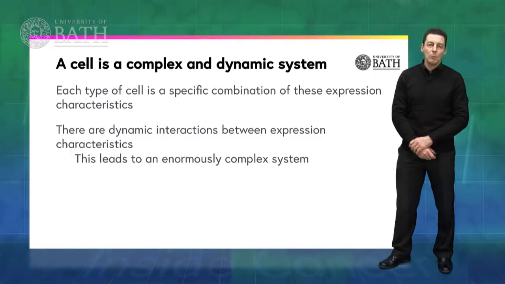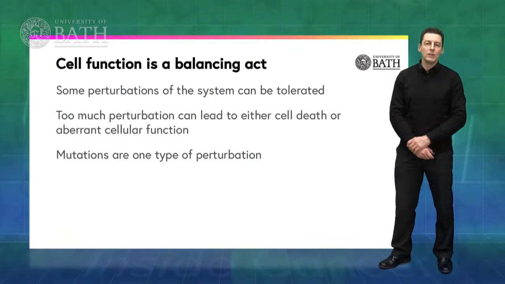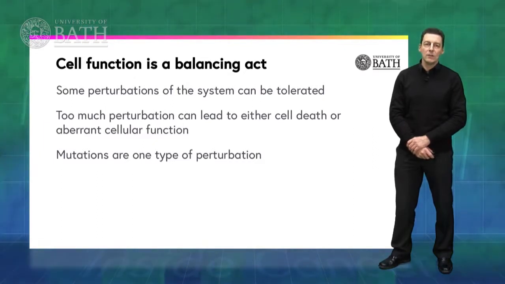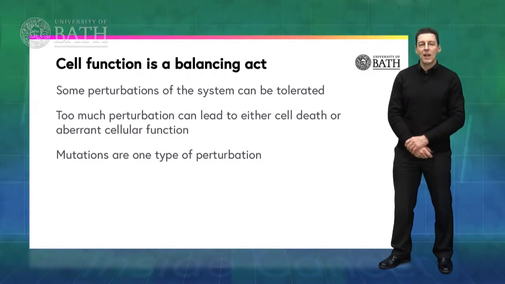Some of the complexity of the expression profiles has been worked out for some cell types, but this still remains a huge challenge for those researching cancer. Some changes or perturbations to what's going on in the cell, the genes that are being read, can be tolerated. However, too much perturbation can lead to a cell's death, or it can lead to the cell behaving abnormally, i.e. becoming cancerous. Mutations in the DNA are one of these types of perturbations.